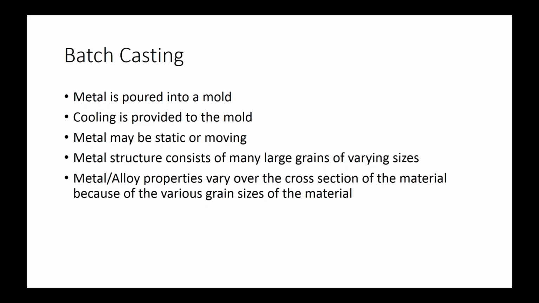The metal alloy properties vary across the cross-section of the material because of these various grain sizes. These castings, as a batch cast or a static cast, tend to be a little more brittle, not have as much ductility and forgiveness in the material.